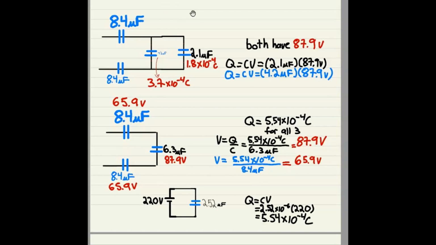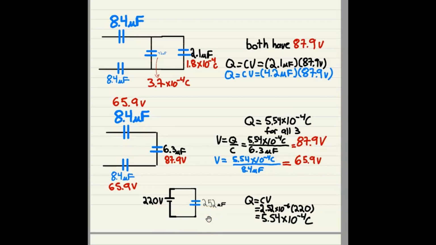This will help you become a better physicist, a better person, and it will just make your life a living hell. Okay, so here's a 220 volt source, and this is attached to the capacitor of 2.52 microfarads.